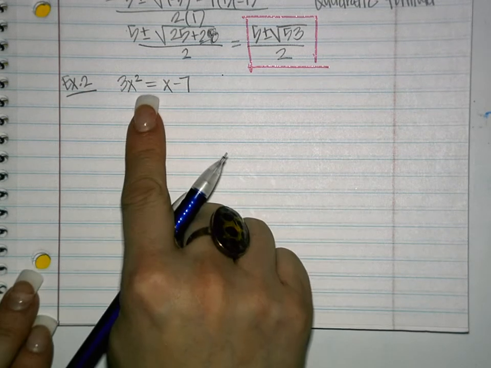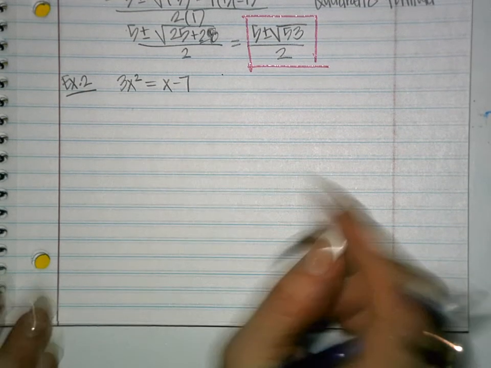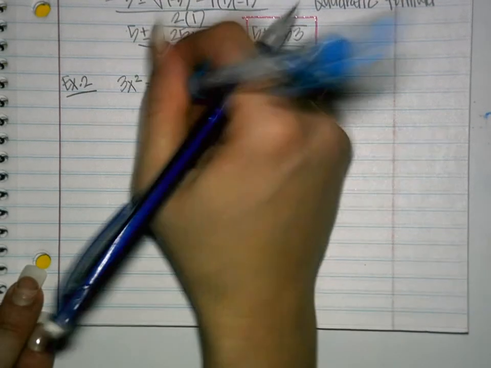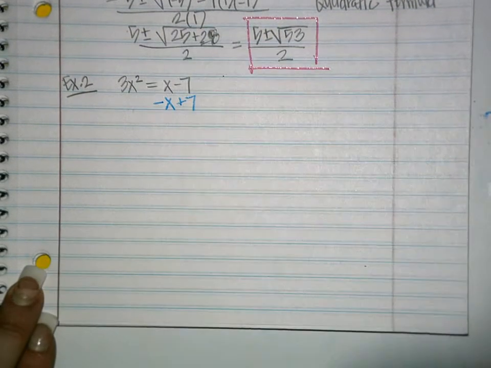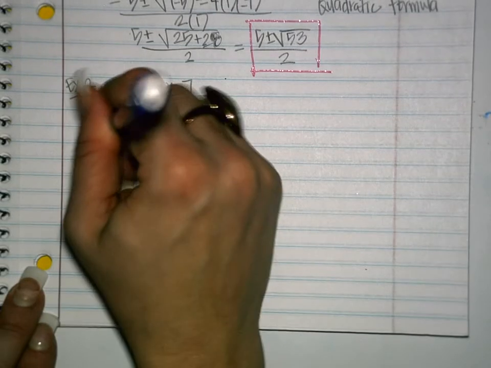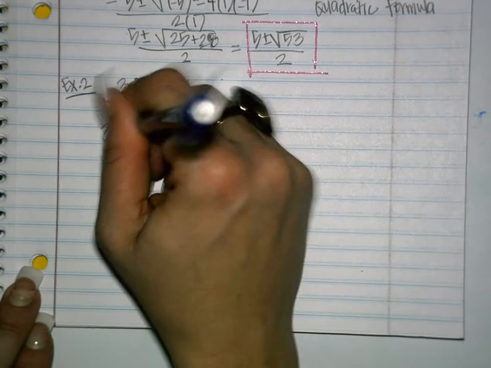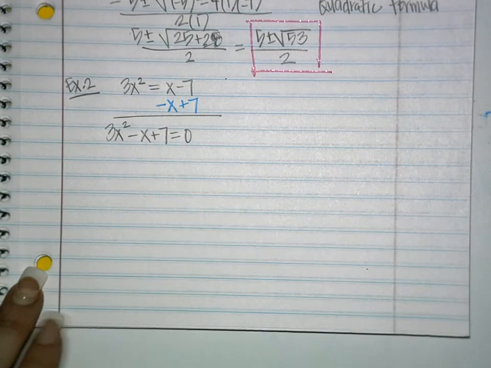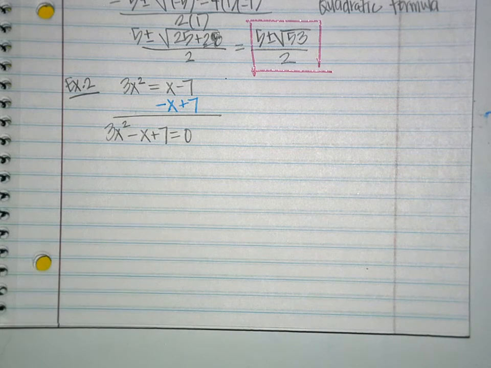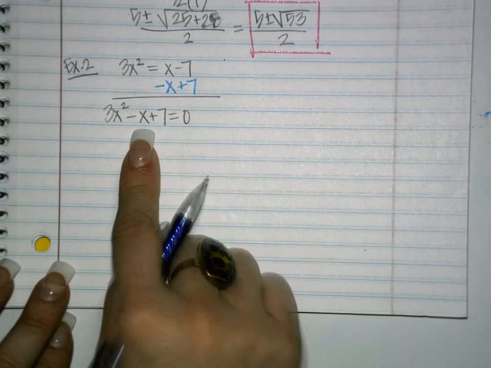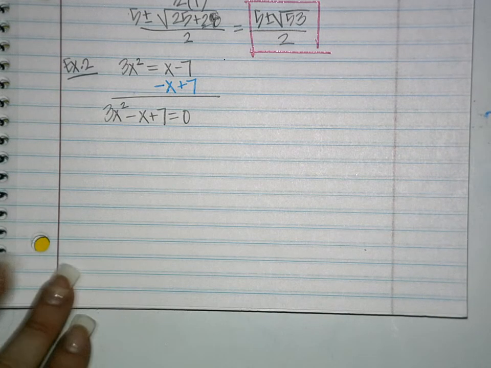Okay, so here, what would I want to do first? Move everything to one side. So start by moving the x and the 7. Make sure you write things in descending order: the squared term first, then the letter by itself, then the number by itself, equal to 0. Do we think this is going to be factorable? No. It's also an odd number, so you wouldn't want to complete the square. So you're kind of forced to use the quadratic formula to solve.